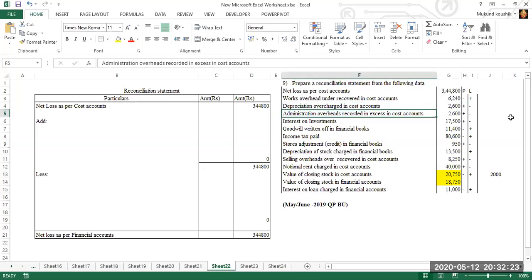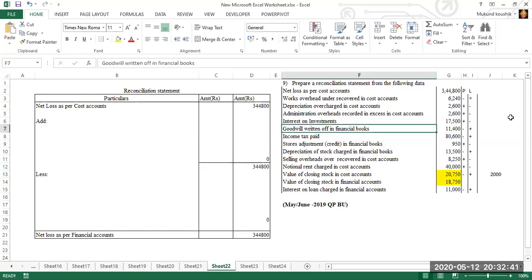Then again, administration overheads recorded in excess in accounts. That means it is over absorption of administration overhead. So over absorption means we have to add. Since it is a loss, the question is about loss, so we have to deduct. Then again, interest on investments. Interest on investments is an income, so generally we were adding. But in this question, since it is loss, we have to deduct.